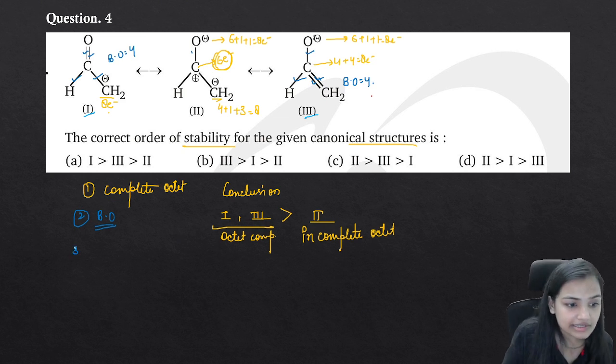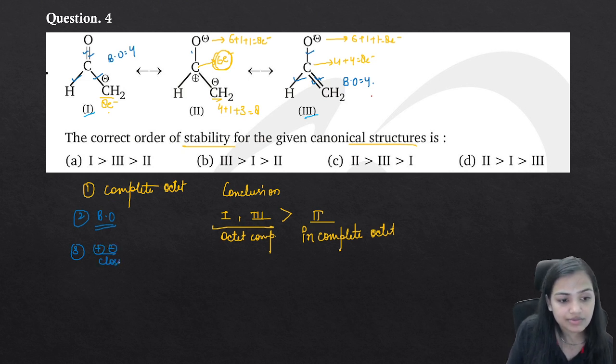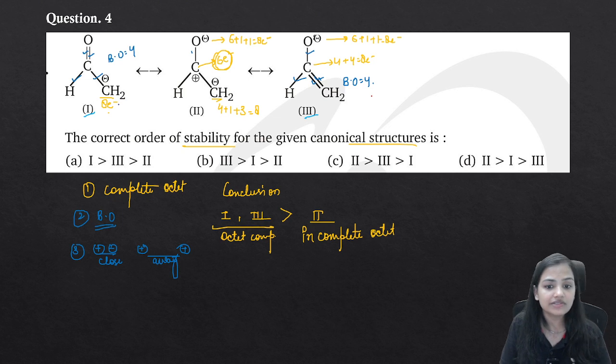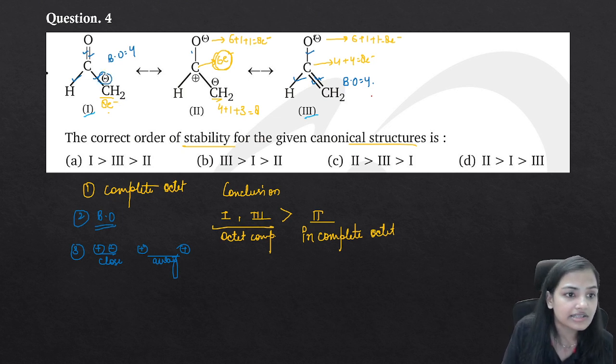The next point is that like charges must be away, and opposite charges must be closer. So this was our third point. Is this valid for any of the structures? In structure number 1 and 3, there we have only one charge, that is negative. There we have only one charge, not two charges. So no, this point is also not valid.